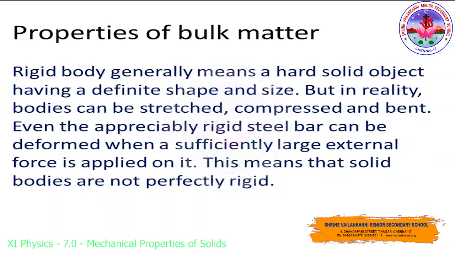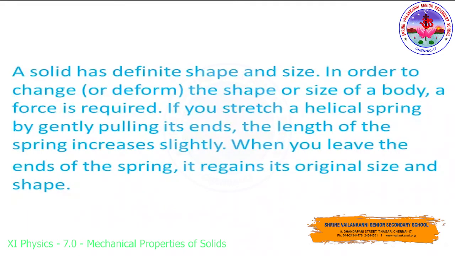Even an appreciably rigid steel bar can be deformed when a sufficiently large external force is applied on it. What can you understand from this? Yes, solid bodies are not perfectly rigid. A solid has a definite shape and size. In order to change, that means deform, the shape or size of a body, an external force is required.